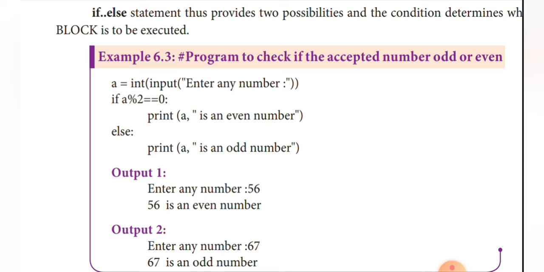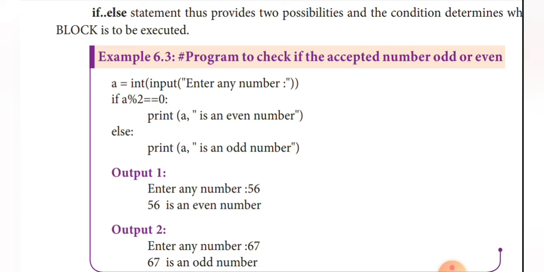Enter any number. We are passing the input 56. 56 modulus 2, what is the remainder value you can get? The remainder is 0. So what is the quotient value? 18 is the quotient value. 2 2s are 4, 2 2s are 4, 2 remainder is 1, 8. 28 is the quotient value and the remainder value is 0.